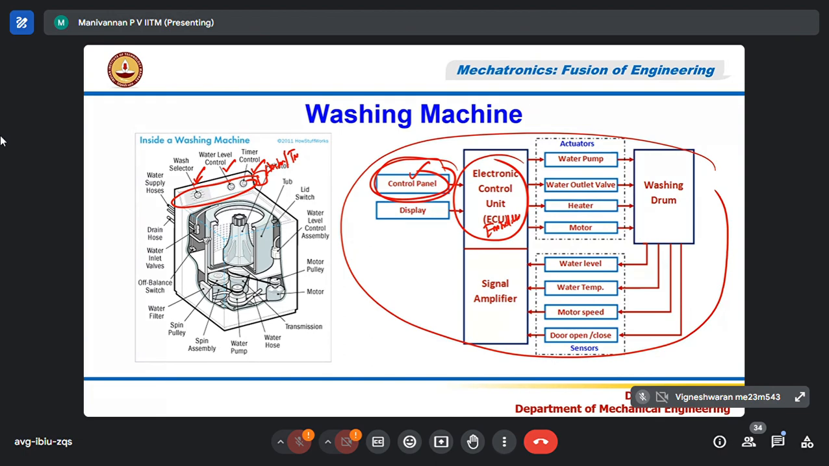Filling: open the valve, switch on the pump, fill the water level, heat the water if needed. Then do the washing cycle, rotating clockwise and anti-clockwise, then open the outlet valve, drain the water, again fill water up to the water level, start the rinse cycle, again drain the water, then close the outlet valve, then start the drying cycle, rotating the drum at constant high speed so that water is removed from the cloth due to centrifugal force. Then what will you do?